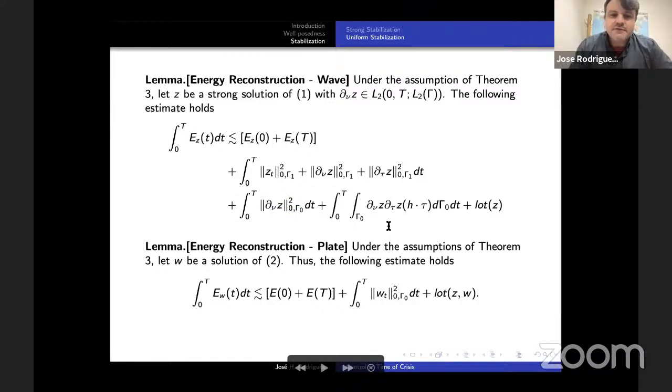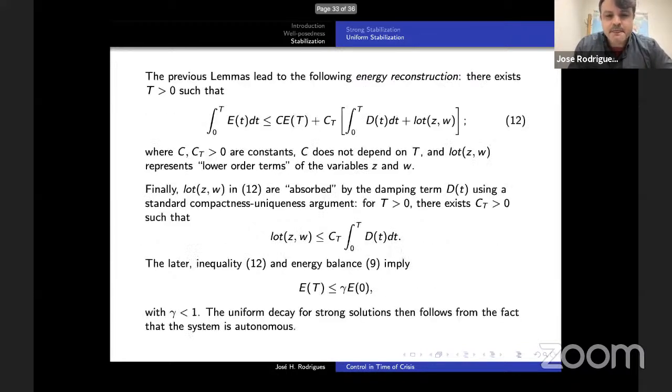So these tangential derivatives need to be dealt with, and for that we use results of Lasiecka and Levitsik also. And combining these two reconstructions, we reconstruct the energy for the whole system. Okay, and on the right side we get only the dissipation and the lower order terms, which can be absorbed by the damping term, and therefore the procedure after that is standard, and we get the uniform stabilization.